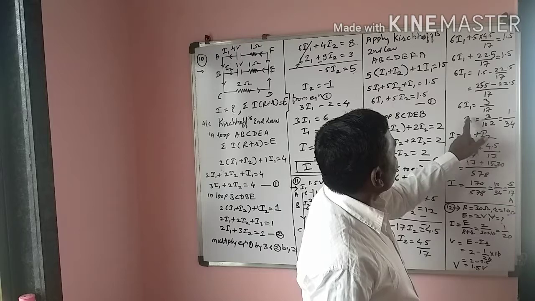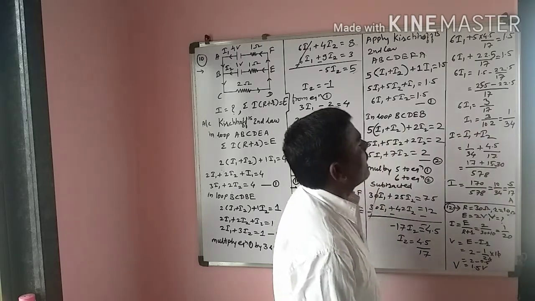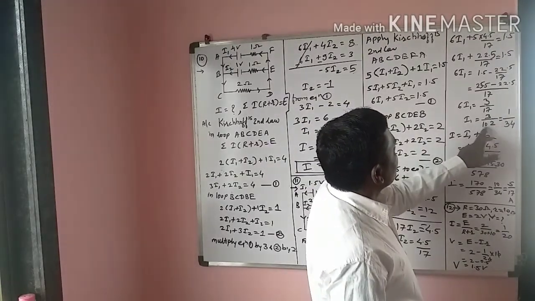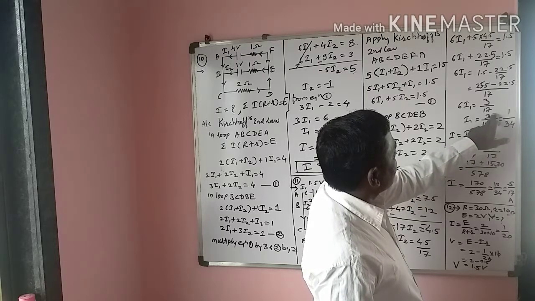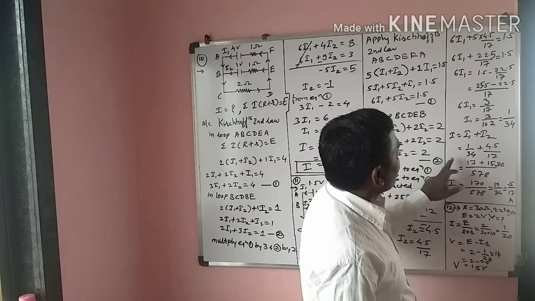Then I1 is equal to, since this 6 is in multiplication, it goes to the denominator, and we write here 102. 17 6s are 102. Again we divide the 3 in the numerator and denominator, we get 1 by 34.